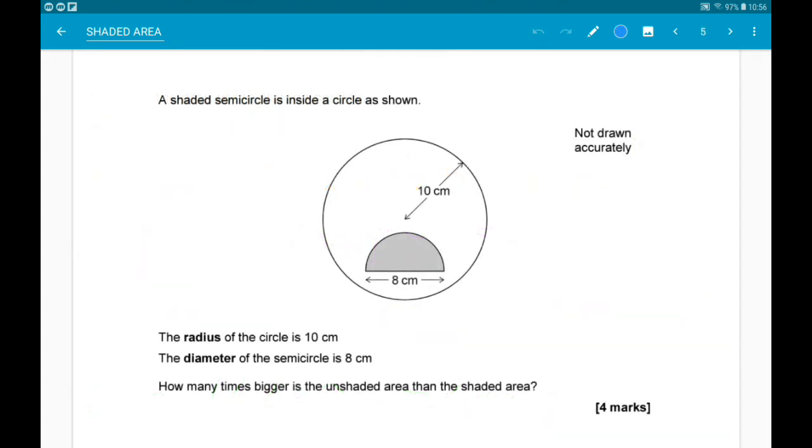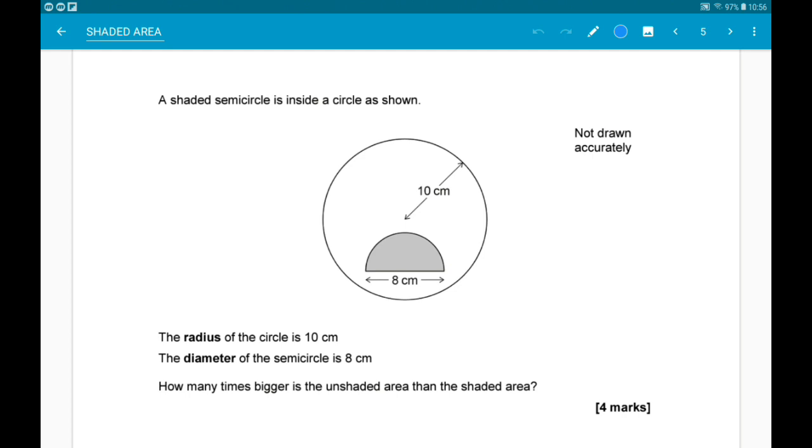Okay, next up. A shaded semicircle is inside a bigger circle as shown. The radius of the circle is 10 centimeters. The diameter of the semicircle is 8 centimeters. How many times bigger is the unshaded region than the shaded region? Okay, so we're going to need the area of the circle and the area of the semicircle. From that we can work out the unshaded region and all live happily ever after.